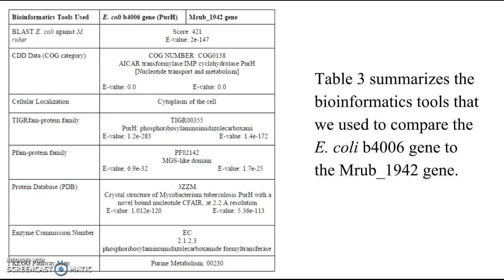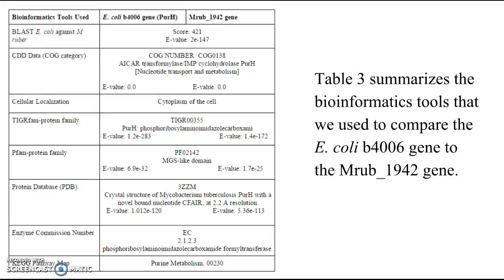In the final table, comparing the last two sets of genes, you can see that E. coli B4006, also known as the protein PurH, and M. ruber 1942 are orthologs to one another. The initial blast search gave a really small e-value. The CDD data was identical in number and name. They are both located in the cytoplasm.